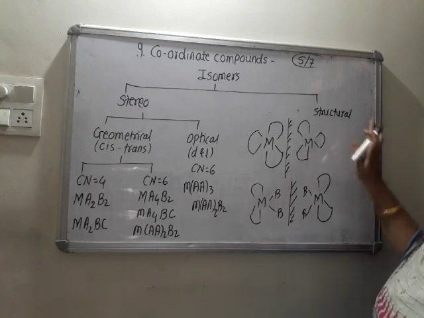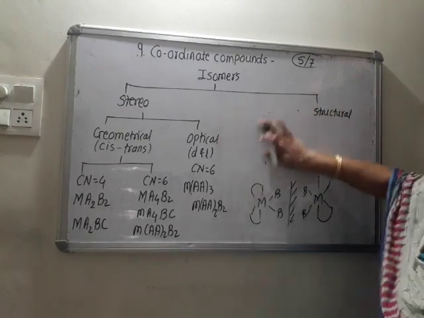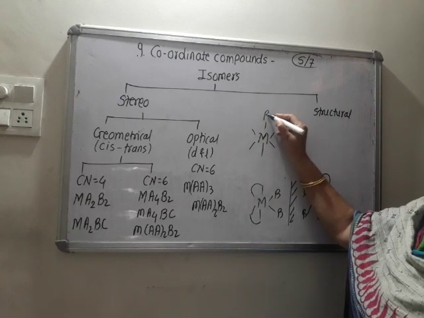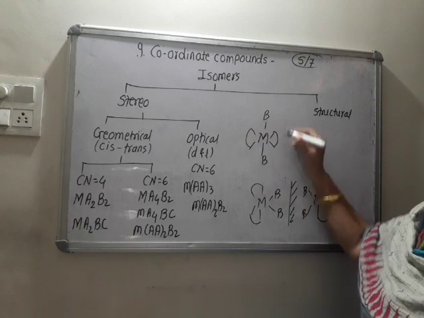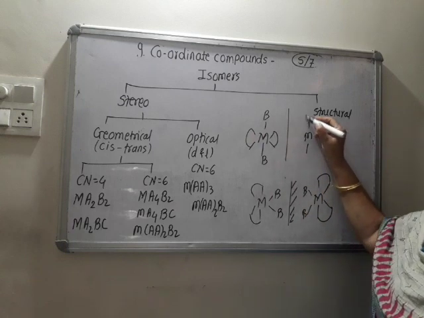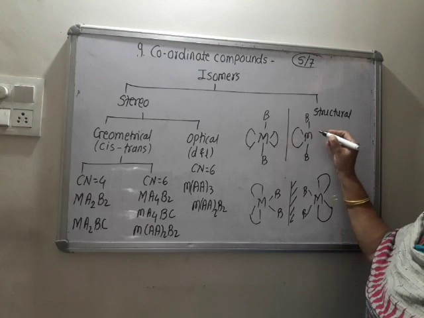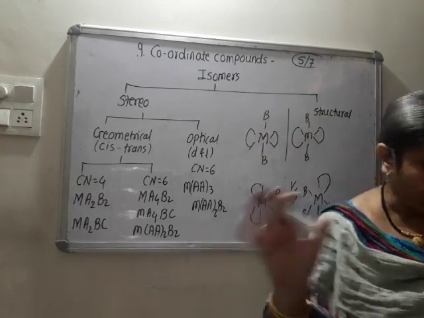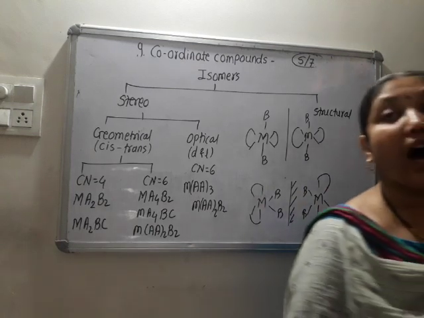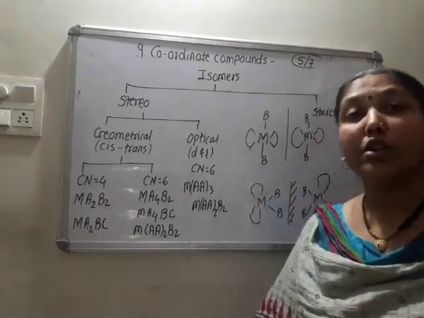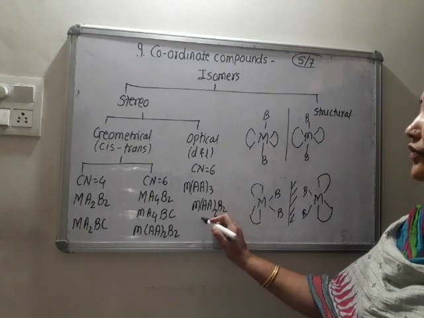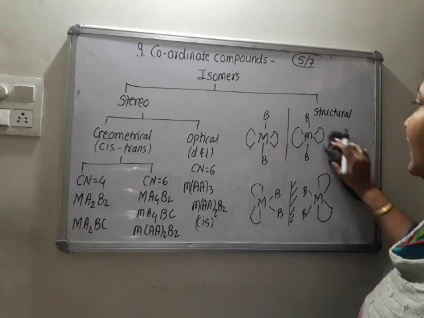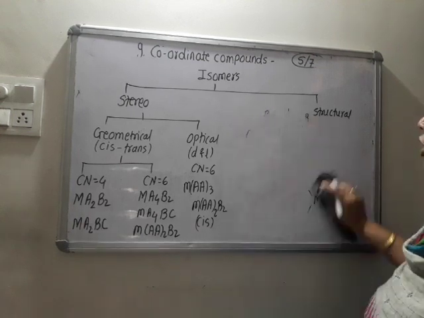What will be its trans form? See, I will draw here. Trans form, M. Trans means same groups are on the opposite side. Like this. And see its mirror image. Mirror image is superimposable. If we keep it on this, they exactly match. So superimposable mirror images are not optically active. So cis form is only optically active. Trans form is optically inactive. Clear? These are all stereoisomers.